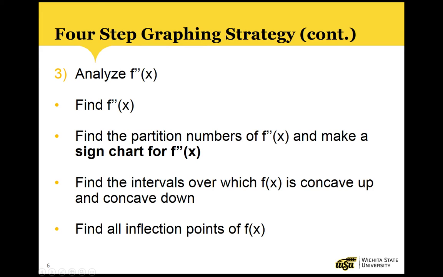The third major step of this process is to analyze f double prime, the second derivative. We start, of course, by calculating that second derivative, and then by determining the partition numbers of the second derivative so that we can make the sign chart for that function. Using this sign chart, we're going to find the intervals over which f of x is concave up and concave down, and then we're going to determine the ordered pairs of any inflection points that occur in the function.